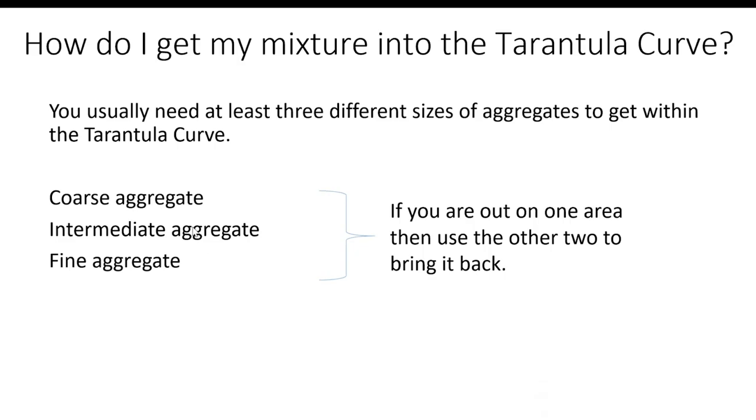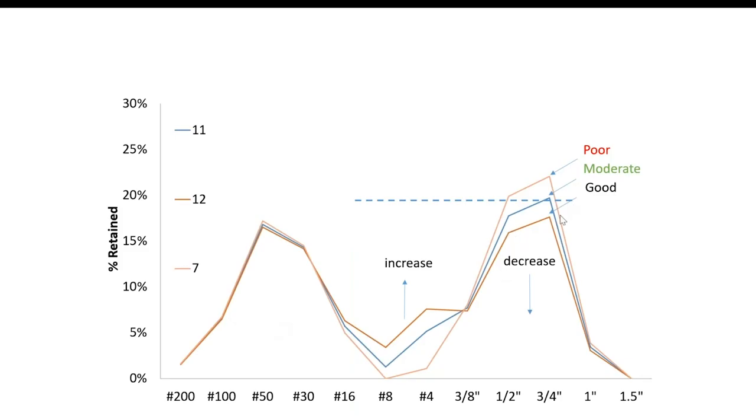So like I was saying, if one of them is out, you use these other two to bring it back in. So if this one is out, we're going to decrease this to bring it down. We're going to increase this to bring it back. As soon as it's in, thumbs up. Everything is great.